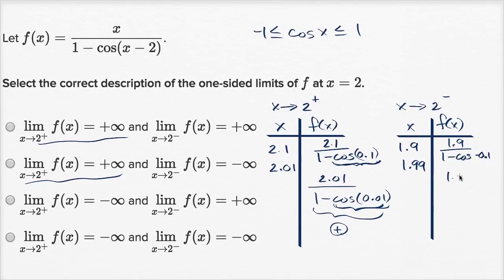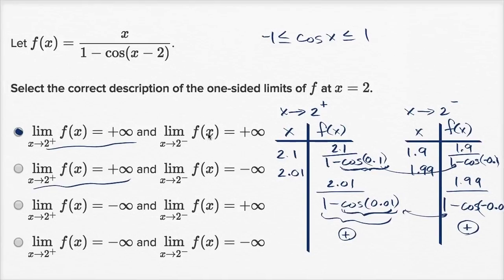This second one would be 1.99 over 1 minus cosine of negative 0.01. And cosine of negative 0.1 is the same thing as cosine of 0.1. Cosine of negative 0.01 is the same thing as cosine of 0.01. So these two things are equivalent to those. And once again, we're going to be approaching positive infinity. So the only choice where all of that is true is this first one. Whether we approach 2 from the right-hand side or the left-hand side, we are approaching positive infinity.